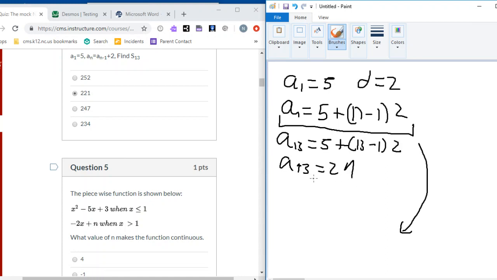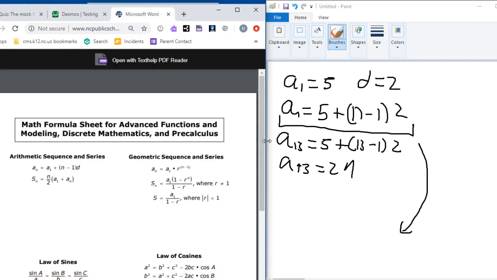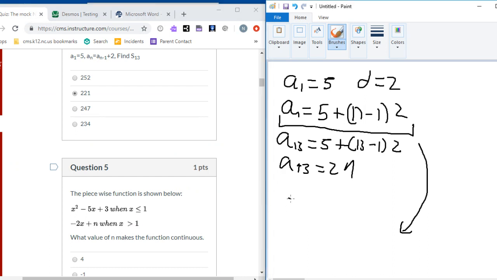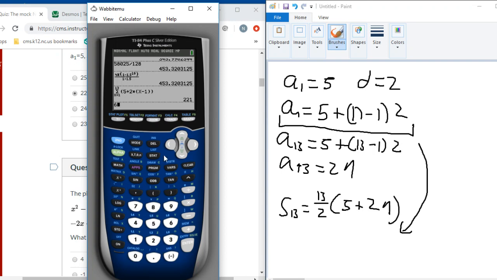And now that we have a1 and a13, we can use our formula. Sn is equal to n over 2 times a1 plus an. So S13 is equal to 13 over 2 times a1, 5, plus a13, which is 29. So that just becomes 13 over 2 times 5 plus 29, which is also 221. So I've shown you both ways to get your answer of 221.